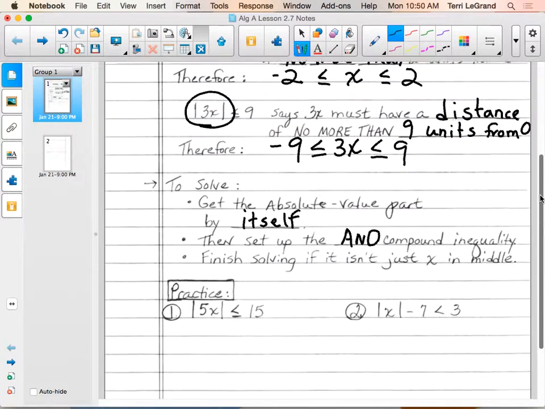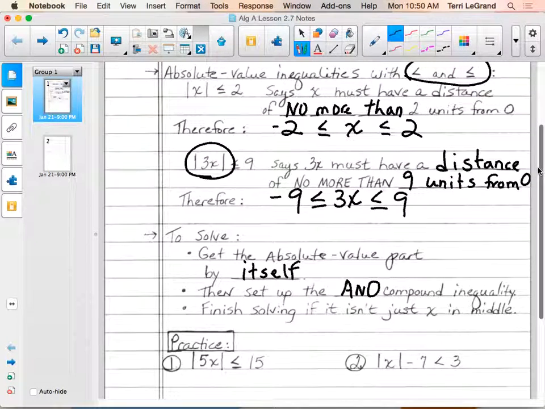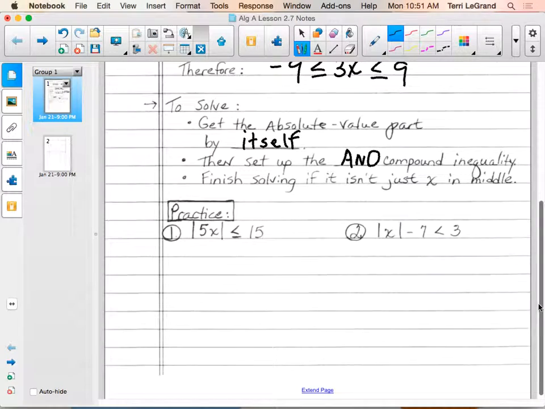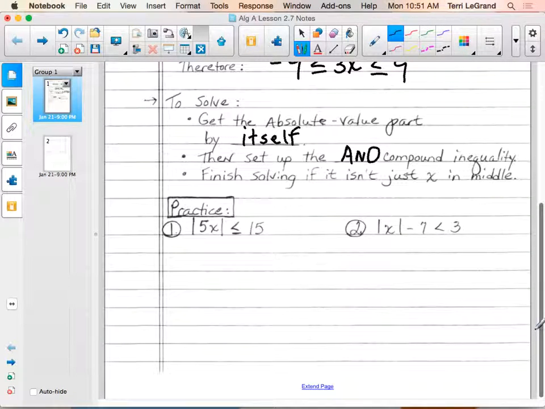So what that means is like this. This is an and compound inequality, isn't it? X is by itself. It doesn't need anything else done to it. Here we set up the and compound inequality. Would we have to do another step in this one? Yeah, we'd have to divide every region by 3, wouldn't we? Okay? So, let's start practicing actually solving them.